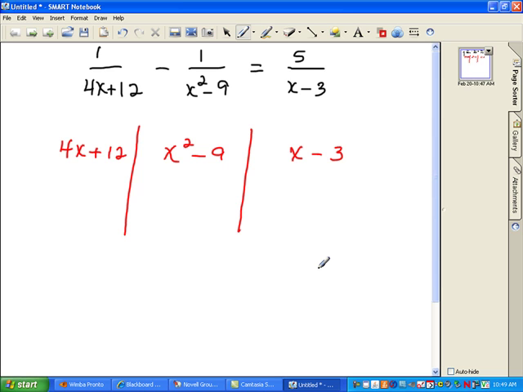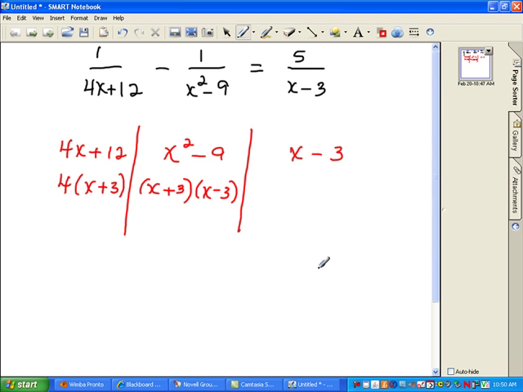The first one, 4x plus 12, has a common term. The 4 will go into both 4 and 12, so you would pull the 4 out. When we do that, we have 4 times x plus 3. The second one is a perfect square. You could do a difference of squares here. 9 has a square root, which is 3. So this would factor into x plus 3 times x minus 3. The last one can't be factored, so it's completely done.